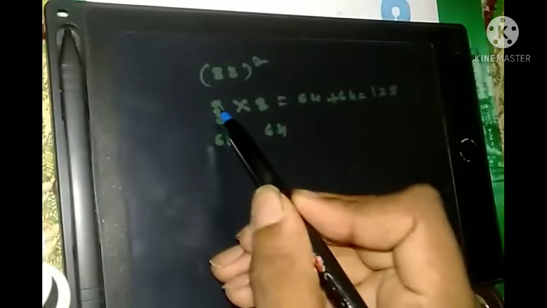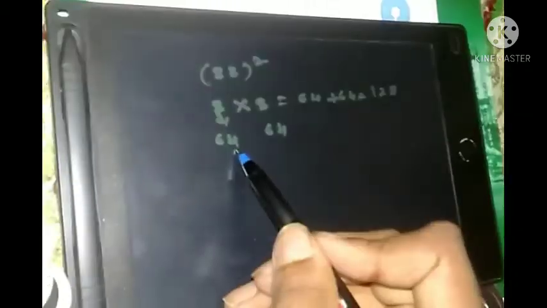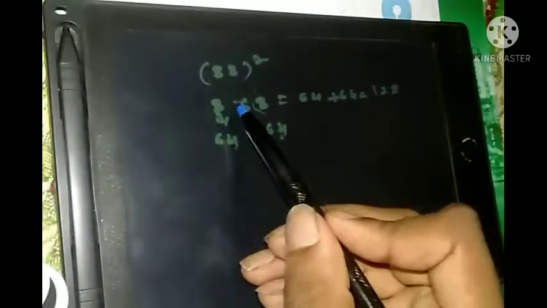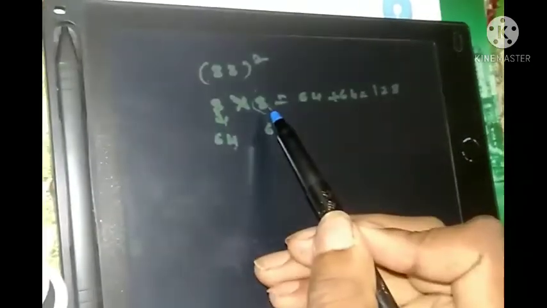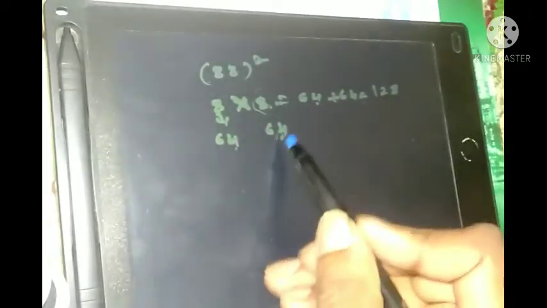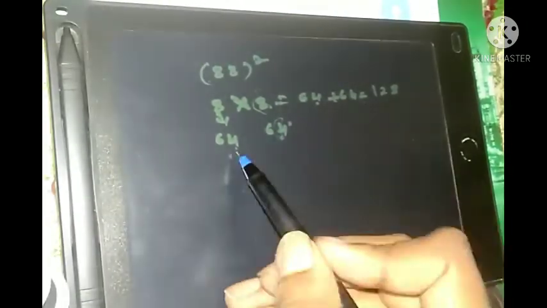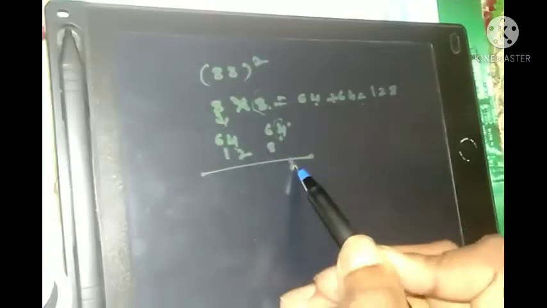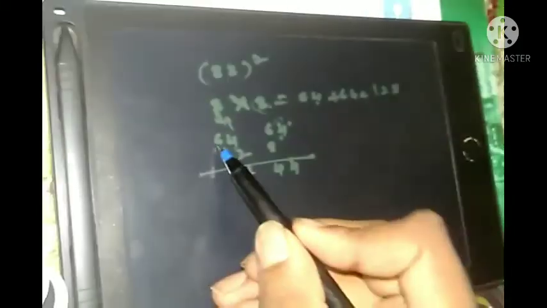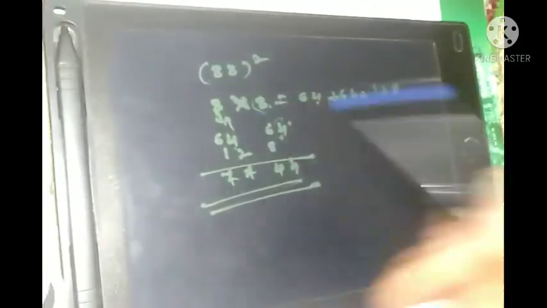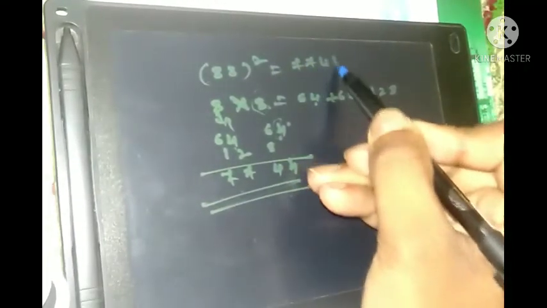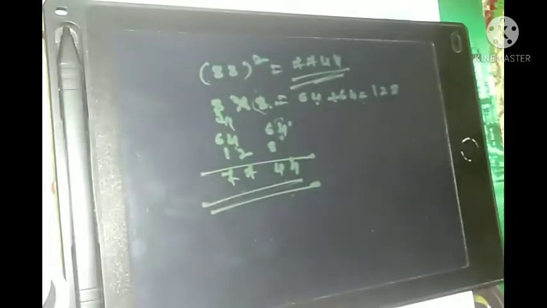First step is square this number, 64, and square this number, 64. We multiply these numbers, 8 into 8, 64, and double this number, we get 128. Here, leaving one digit, write down this number. Here we get 4, 8 plus 14, we get 6, 7, 7. The value of 88 square is 7744.